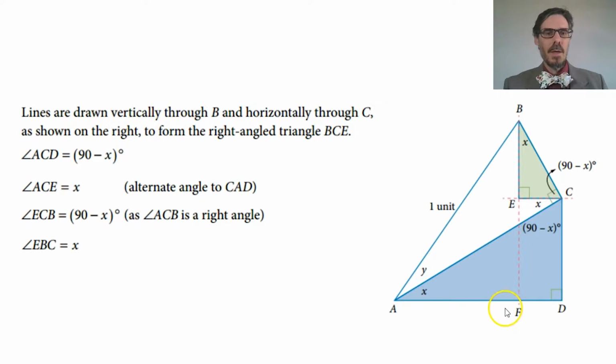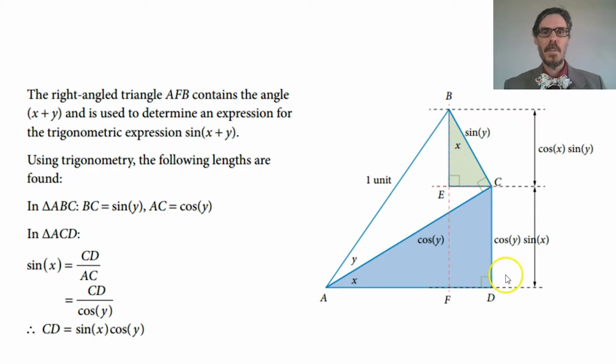Now, if we have a look here, this angle is x, so is this one. And if this is 90, then this must be 90 minus x. So in this triangle, this must be x. Comfortable with that? Then we're nearly there. Let's have a look. I'm interested in this angle here, x plus y.